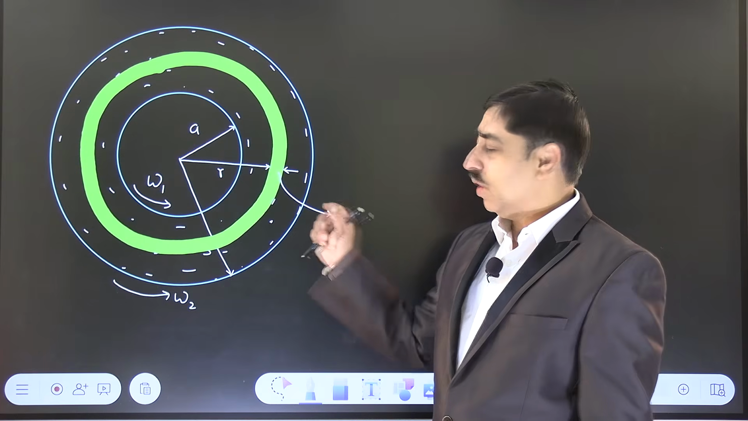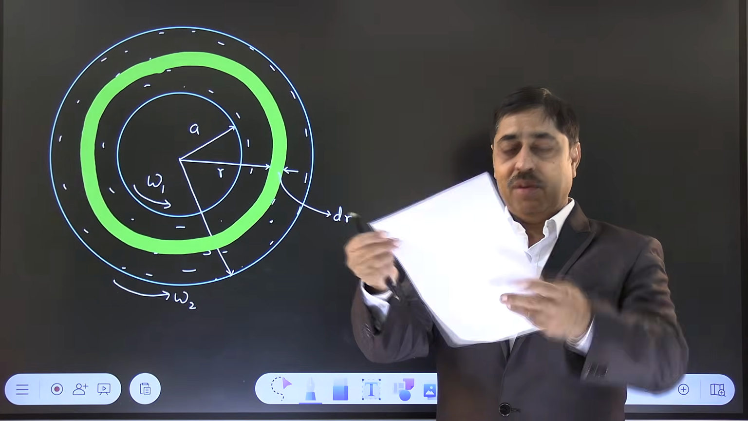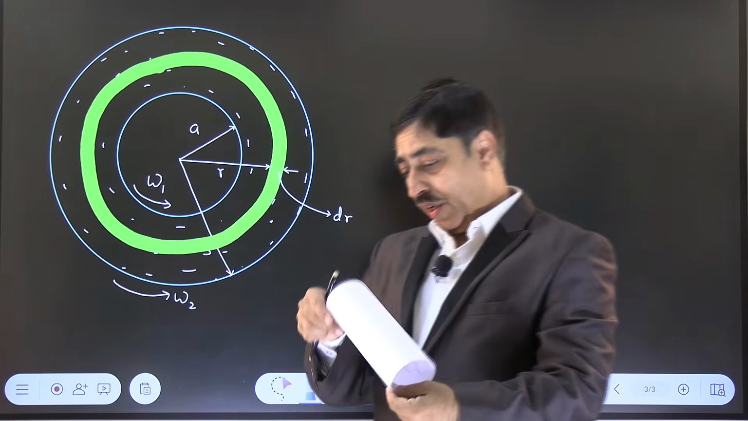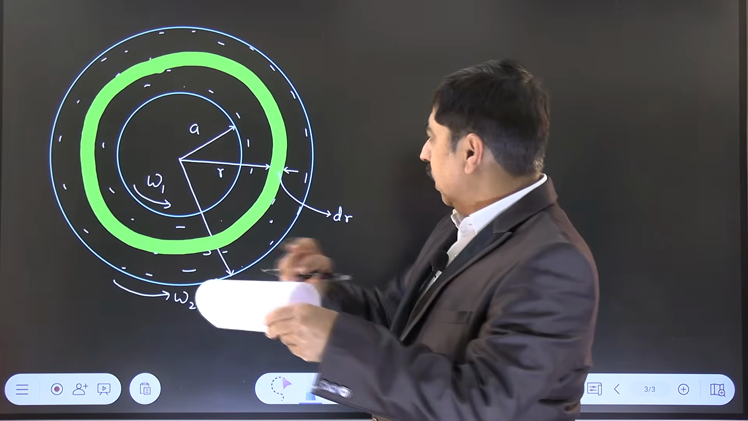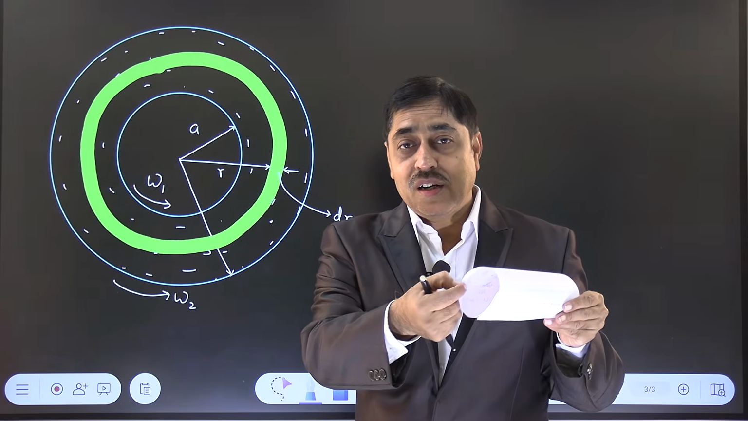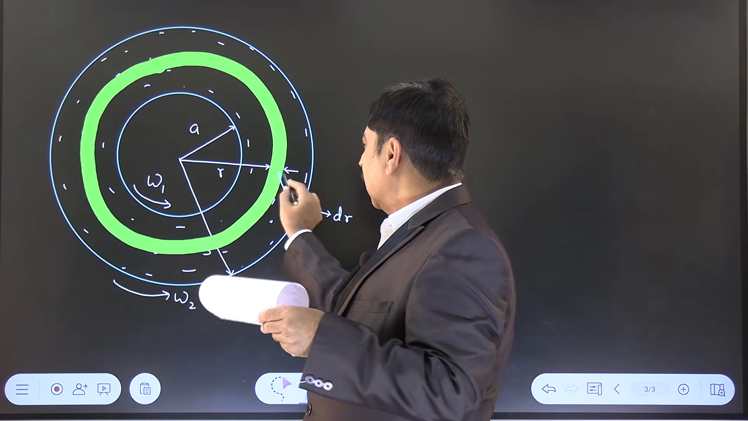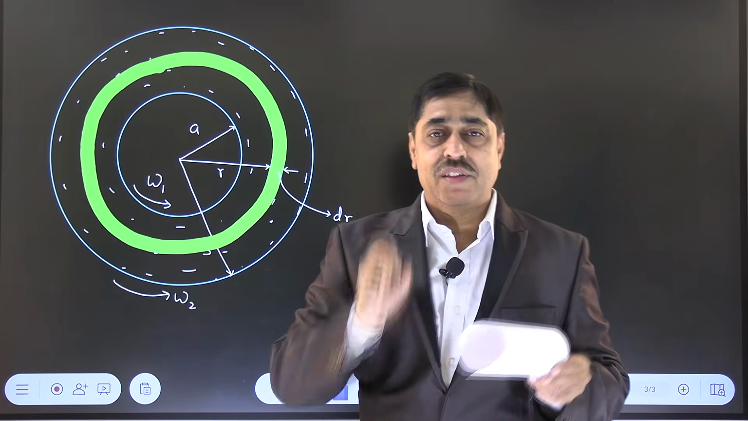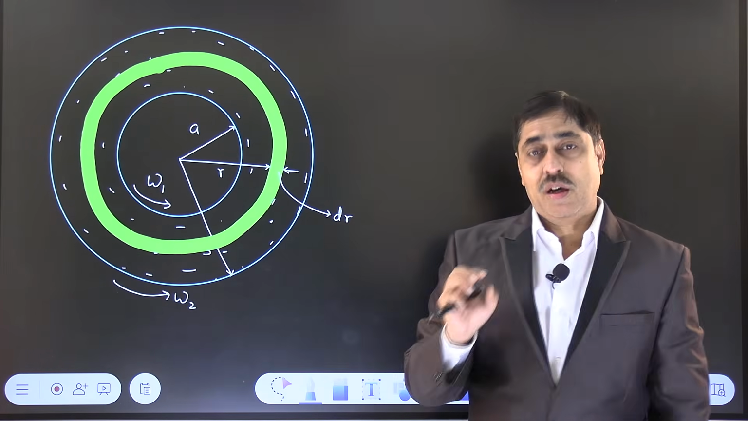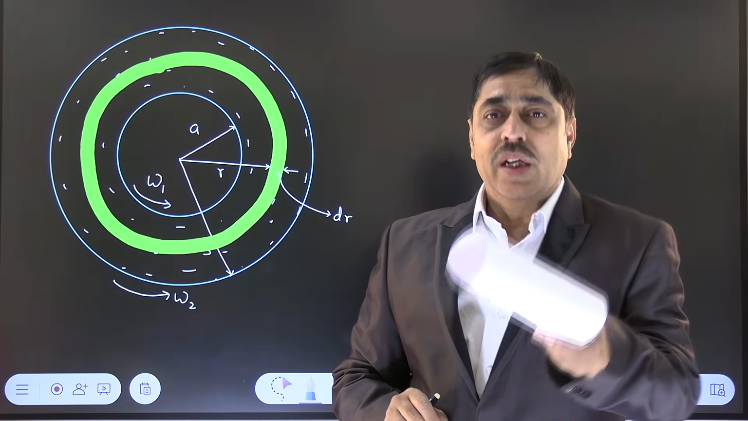I have assumed a thin layer of fluid. Again, I have kept this piece of paper to make your understanding a bit easier. This is the green colored thin cylinder of liquid. It has radius r, and this thickness is dr. Let us think for a moment about the viscous force acting on this layer of fluid.